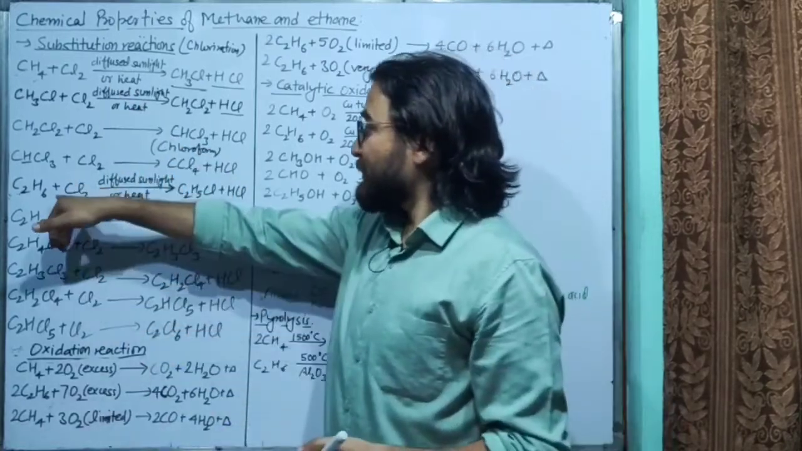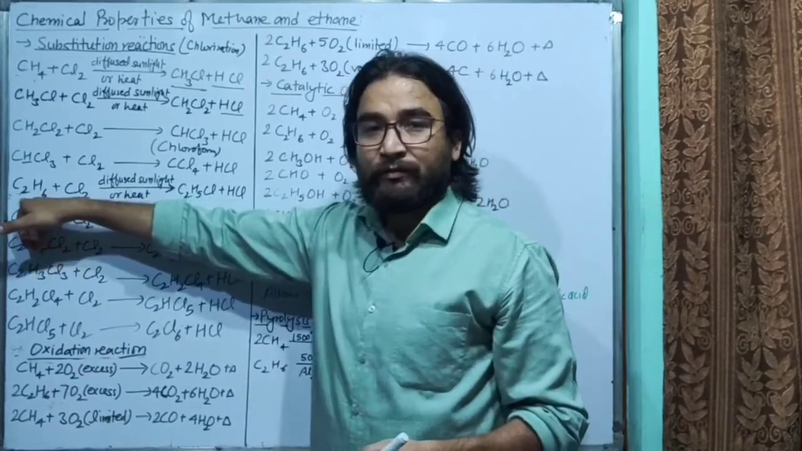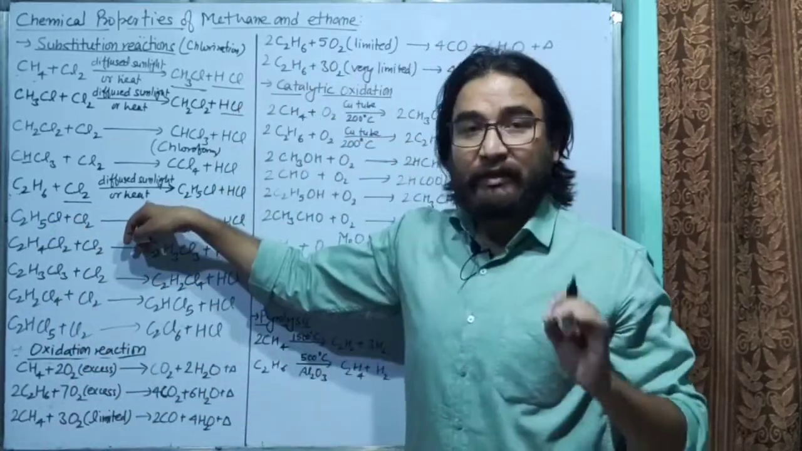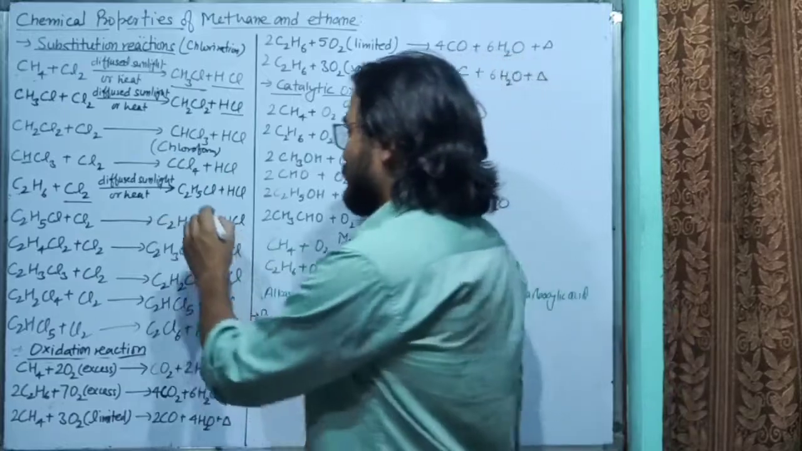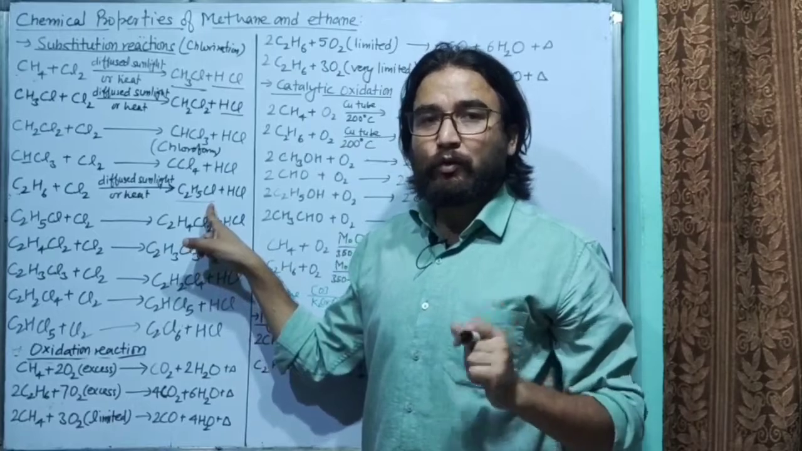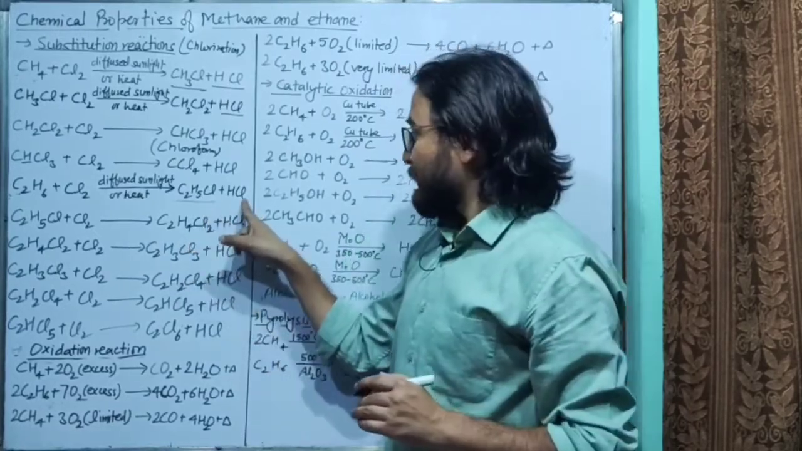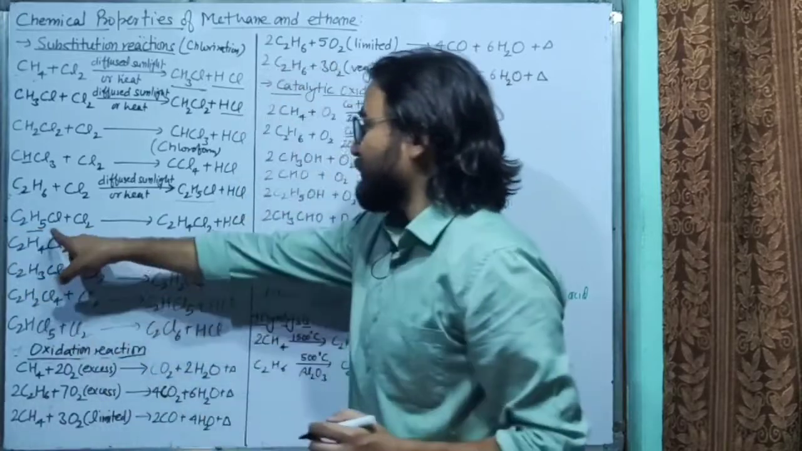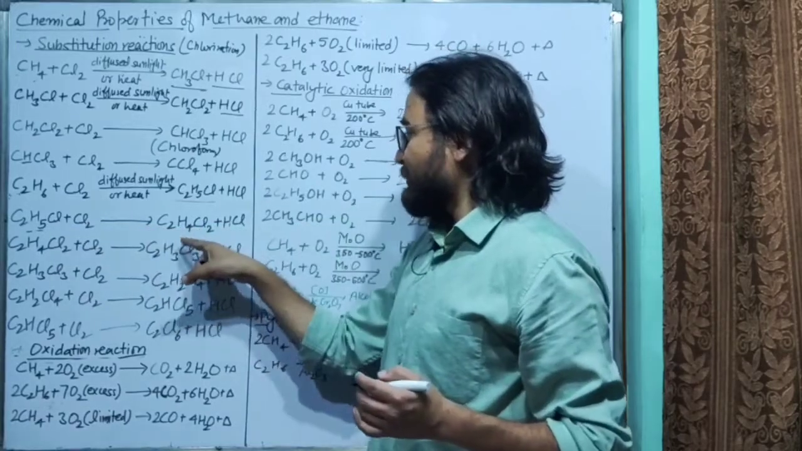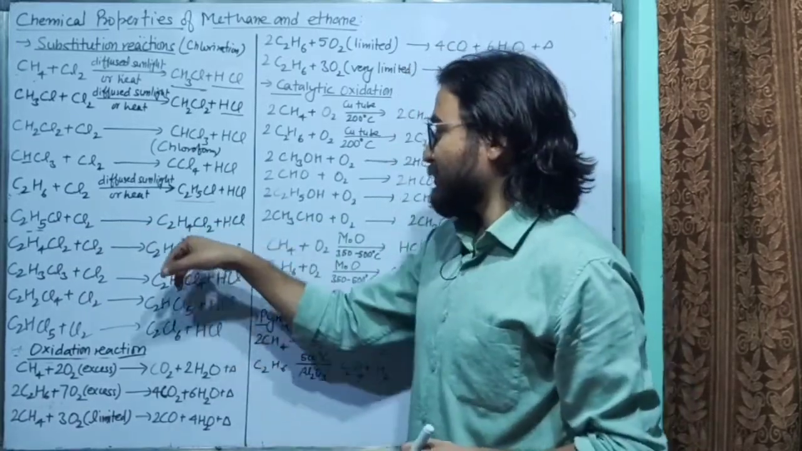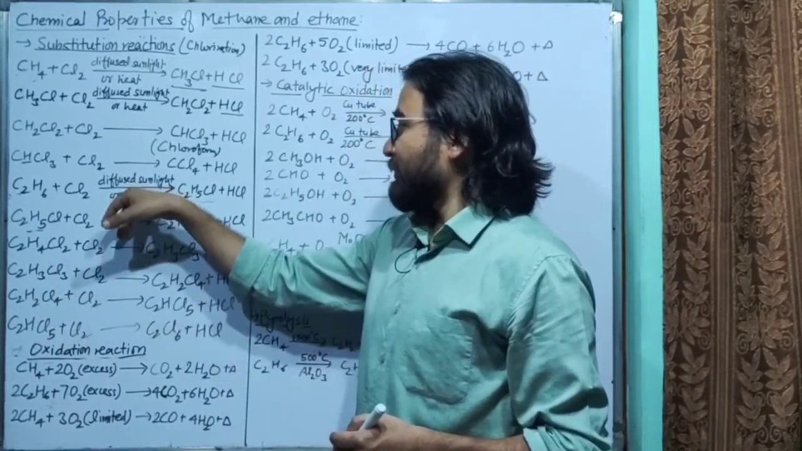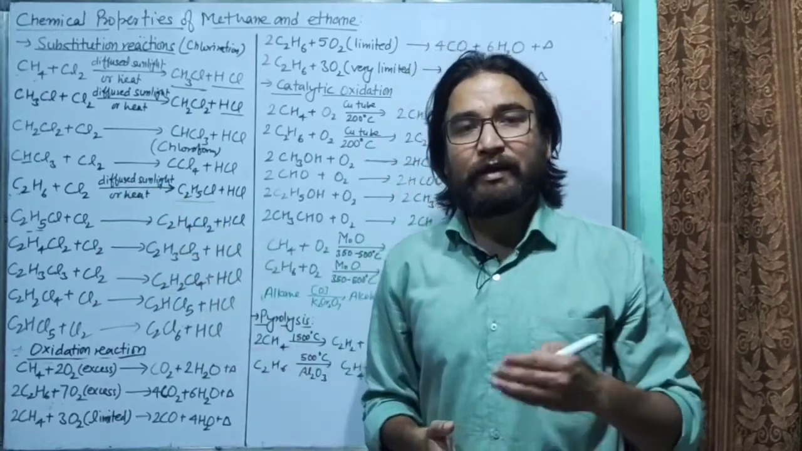Now similarly, if the substitution takes place in an ethane molecule, what will happen? Chlorine will react, the conditions are the same, diffuse sunlight or on heating. So first one chlorine atom will be replaced, so it will form chloroethane, monochloroethane, or you can just say chloroethane plus HCl. Similarly, one more hydrogen atom will be replaced, so it will become C2H4Cl2 plus HCl. So it will be called dichloroethane. One more hydrogen atom is replaced by chlorine on reaction in the presence of diffuse sunlight or on heating.